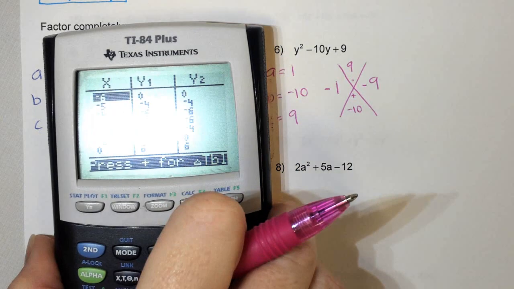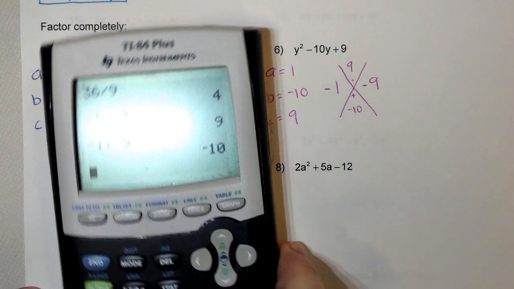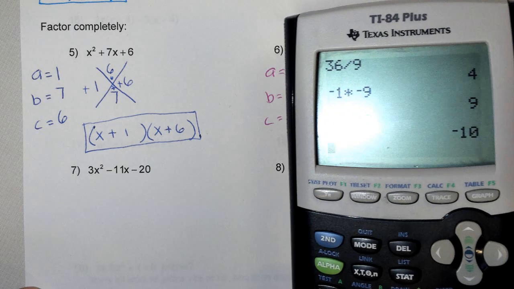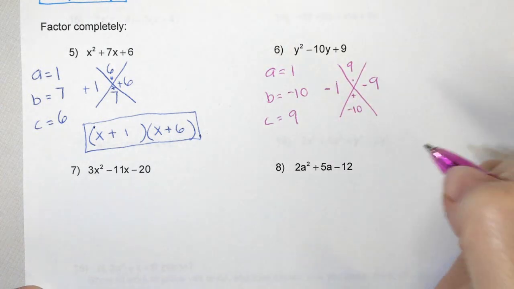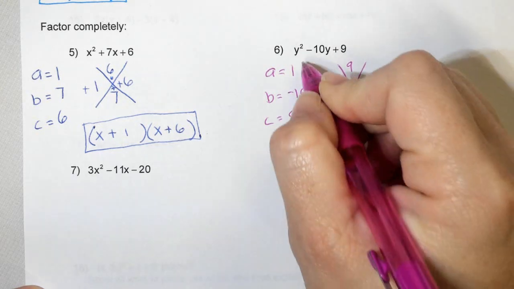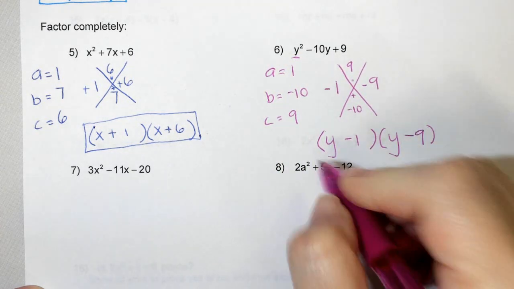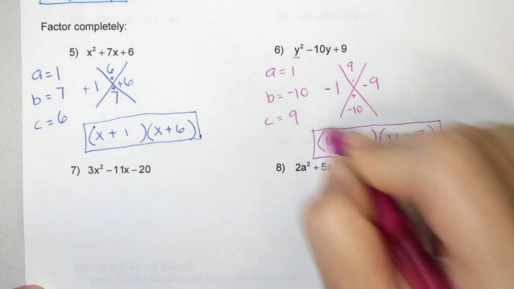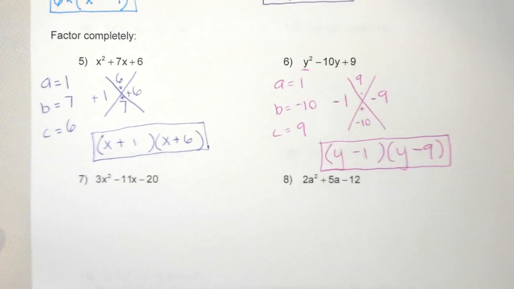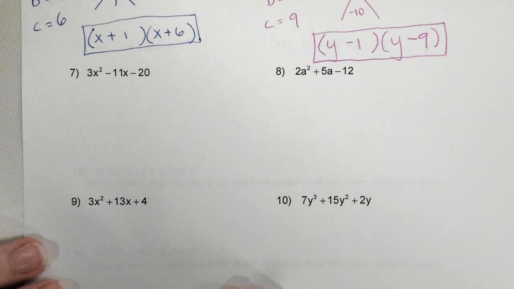And you can always double check it too if you didn't want to do the calculator trick. You do negative 1 times negative 9. Gave me positive 9. Negative 1 plus negative 9. Gave me negative 10. I did it correctly. You can see it better here. Okay. So because A is 1, I don't have to do the box. So y times y is y squared. And then minus 1, minus 9. That makes it harder to see the calculator, so we'll just keep the light off.